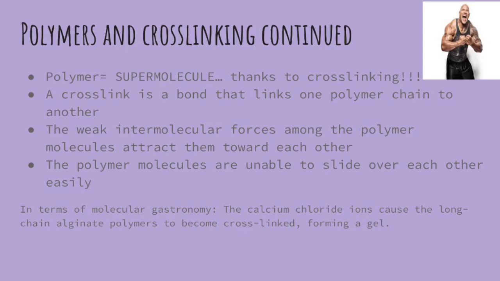In terms of molecular gastronomy, the calcium chloride ions cause these long chain alginate polymers to become cross-linked, forming a gel. So when you're dropping the juice and alginate solution into the water and calcium chloride solution, the calcium chloride ions are causing these alginate polymers to become cross-linked, and this is why the liquid forms into a gel or a sphere. By the way, guys, I put the rock here because he's one really big super dude, just like a polymer is one really big super huge molecule.